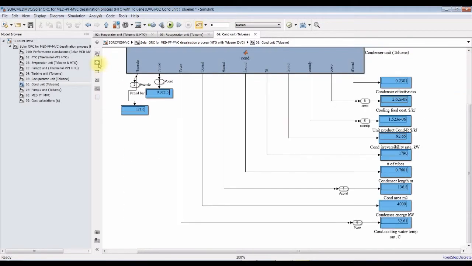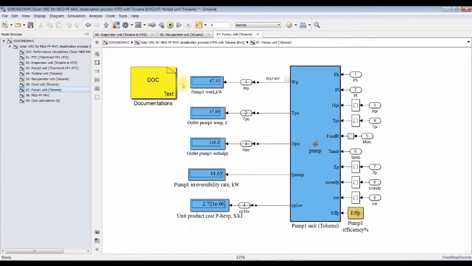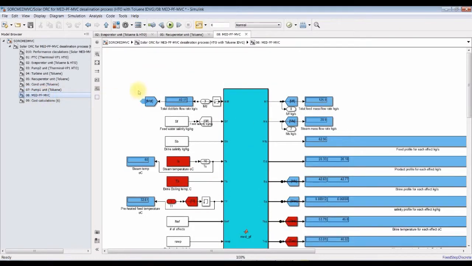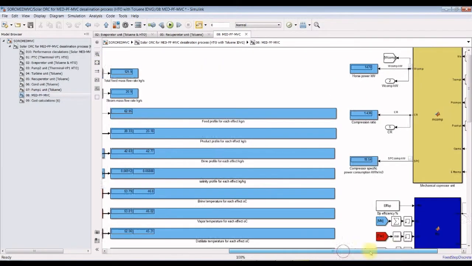Okay. This is pumping from the Tolwyn pump. It's around 47 kilowatt consumption. This is MED. Let's see for MED. Okay, this is our compressor.